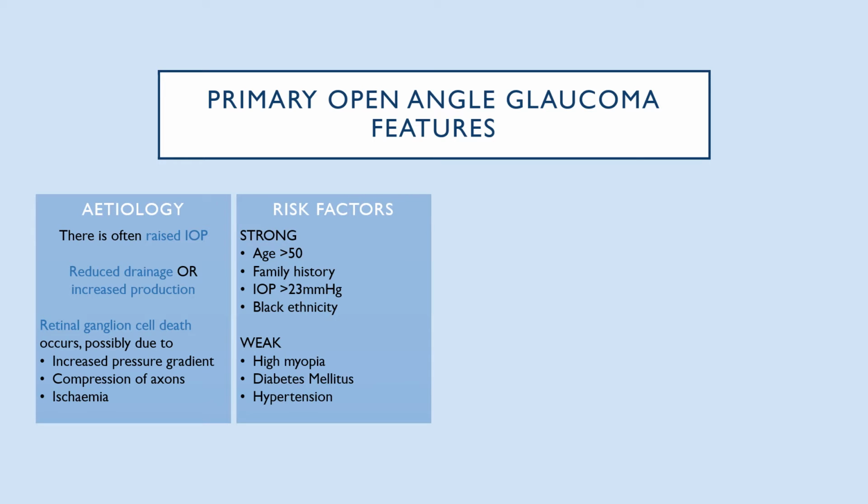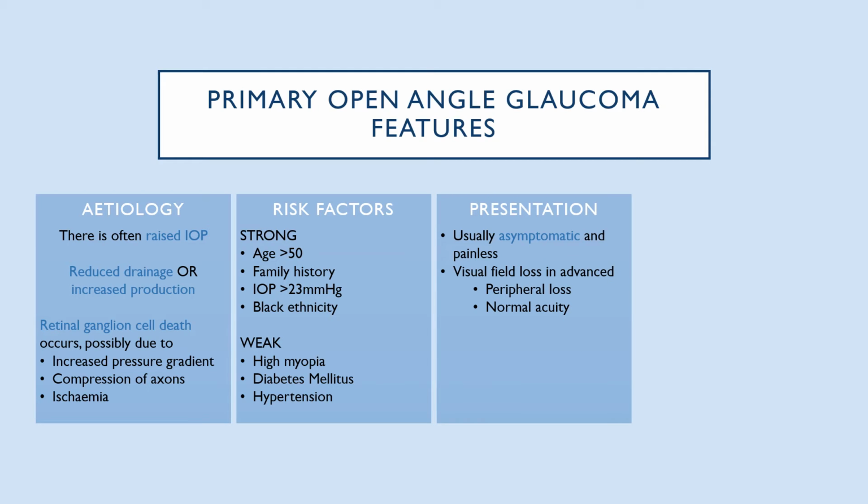There are a number of strongly associated risk factors, age being one, so age greater than 50. It's rarely seen in younger age groups. Family history, and this is inherited in an autosomal dominant pattern. If a patient is found to have an intraocular pressure of greater than 23 millimetres of mercury, it's thought that they are at high risk of developing open-angle glaucoma. And then also black ethnicity. Some weak risk factors include high myopia, and this is associated with the shape of the eye, diabetes mellitus and hypertension, so some systemic diseases there.